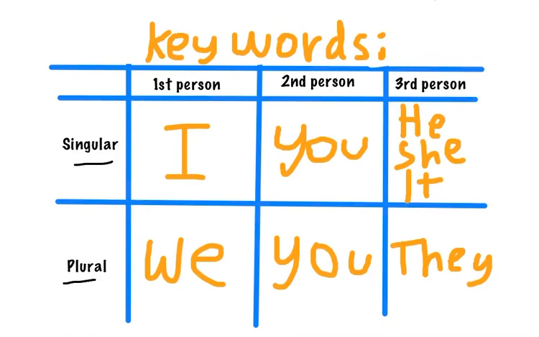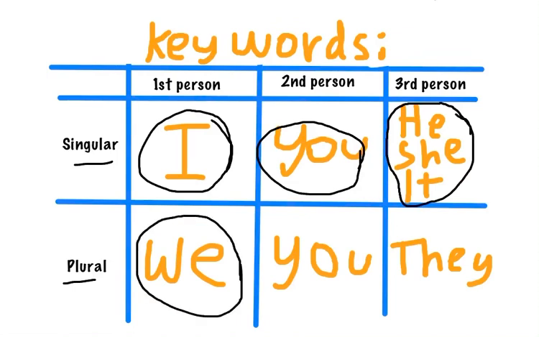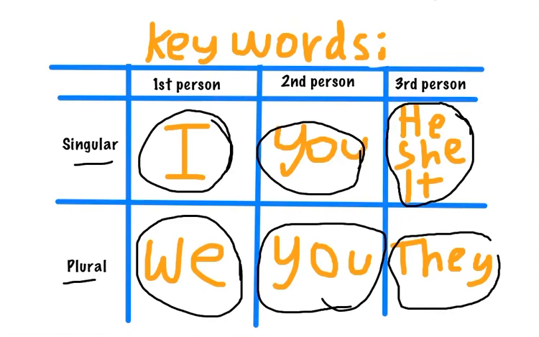So for the first person singular, you got to use the keyword I. I is a pronoun. For the second person singular, you got to use the keyword you. And for the third person singular, you have to use he, she, or it. For the first person plural, you have to use the keyword we. For the second person plural, you have to use the keyword you. For the third person plural, you have to use the keyword they.